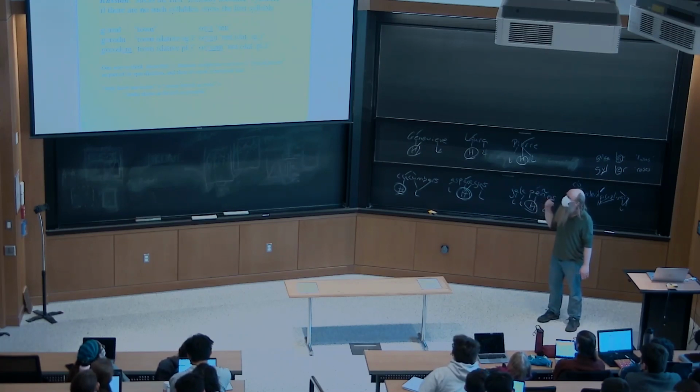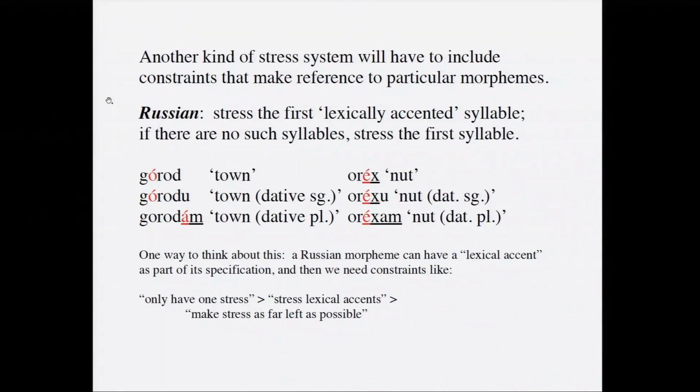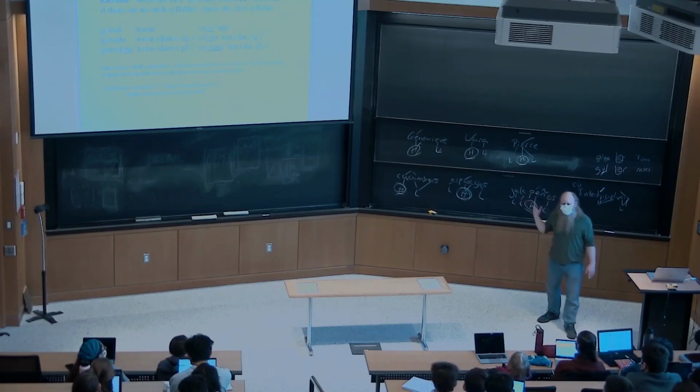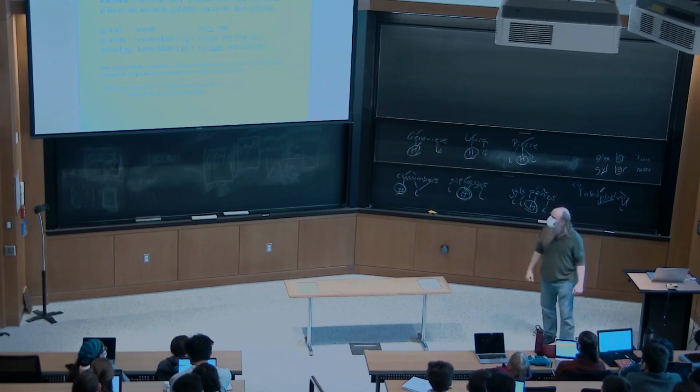There should be one stress, and it should be as far left as possible, so it's at the beginning. You get gorod. For garadam, the dative plural of town, there can only be one stress. You want it to be as far left as possible, but there's a lexical accent on the dative plural suffix, and so you put it on am. That's as far left as you can go. So the last constraint doesn't get to do very much.